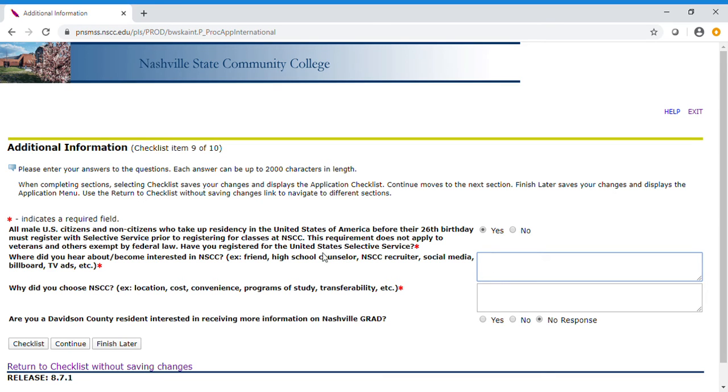And also, real quick, this requirement does not apply to veterans and others exempt by federal law. If you know you're exempt by federal law, you can go ahead and say no. One of the main reasons why you might be exempt is that you are female. So if you're a female, you can go ahead and say no.